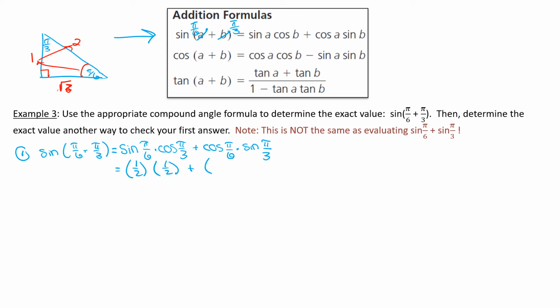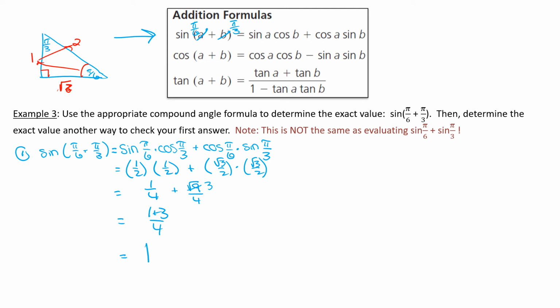Plus cos of pi over 6, root 3 over 2. And sine of pi over 3 is also root 3 over 2. Multiplying 1/2 times 1/2 is 1/4. And root 3 times root 3 is root 9 over 4. So putting that together, we have a common denominator of 4, and that's really a 3, right? Square root of 9 is 3. So 1 plus 3 over 4 is 4 over 4, which is 1. That is one way of doing the question.